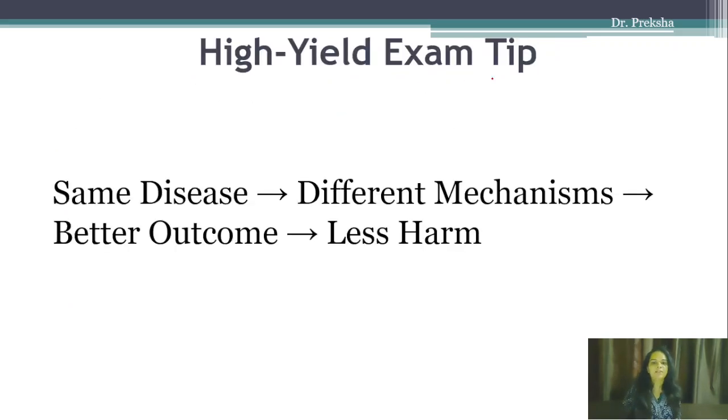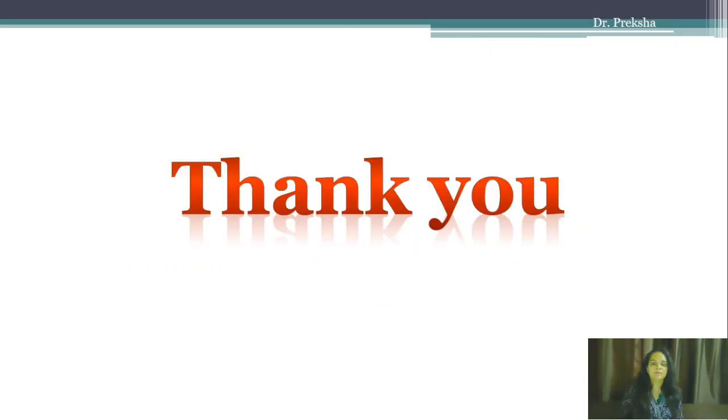Now coming to the high yield exam tip. For the same disease, if you are giving two drugs acting with different mechanisms, and if it provides a better outcome and less harm to the patient, then it is likely to be a rational FDC. And if the combination does not have any of these advantages, then it is likely to be an irrational FDC. So in today's video, we have discussed the steps to evaluate the FDC and the common viva questions, and the rational and irrational FDCs, and this can be asked in the viva also.